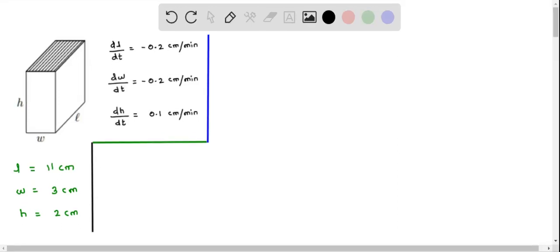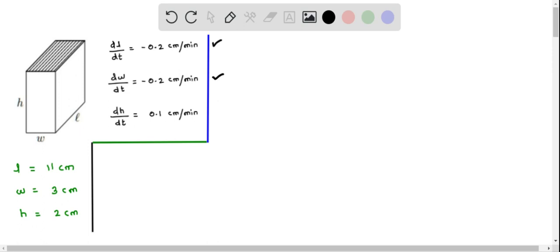In this question, we are given a rectangular box with the dimensions length, width, and height as L, W, and H. And we are also told that the length and width decrease at a rate of 0.2 centimeter per minute. So mathematically, I have written these two pieces of information as dL over dt. This represents the rate of change of length. I put a negative because it is decreasing. So I write down dL over dt equals negative 0.2 centimeter per minute.